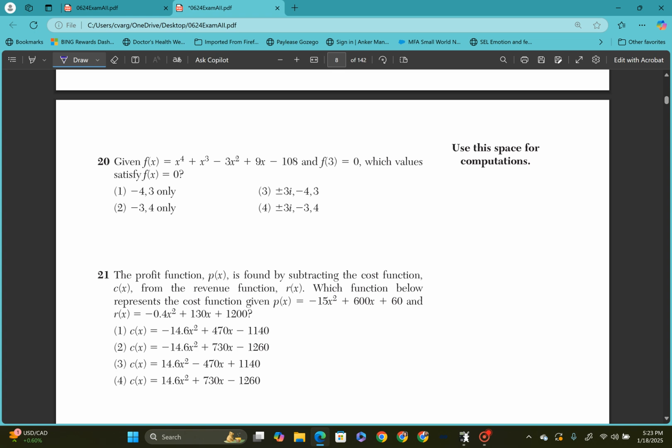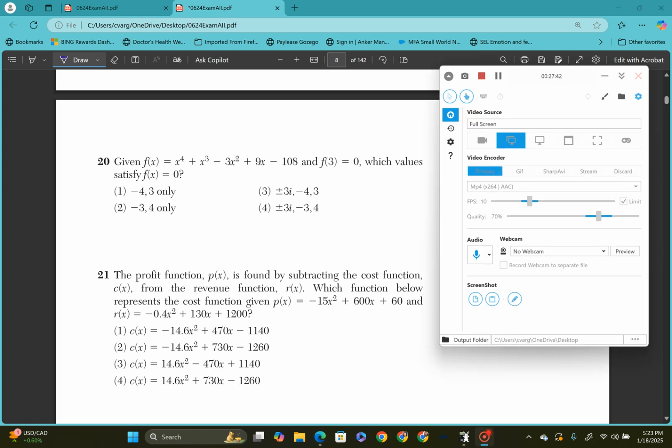Given blah, blah, blah, and f of 3 equals 0, which value satisfies? So let's see what we have to do here. It says that f of 3 is equal to 0, which values satisfy f of x is equal to 0. So, the best way to explain this to you.